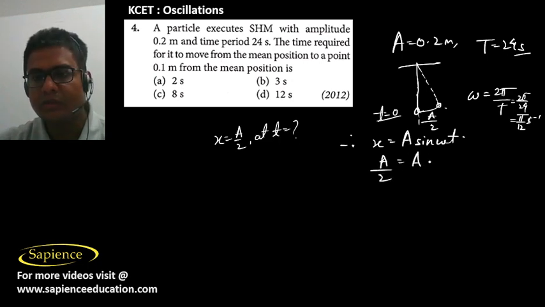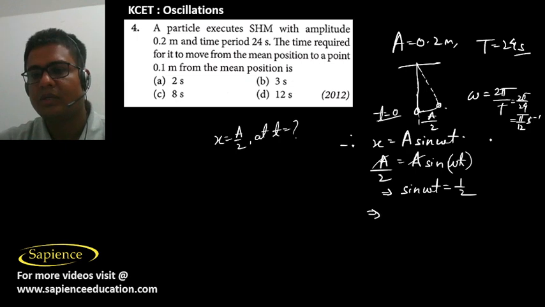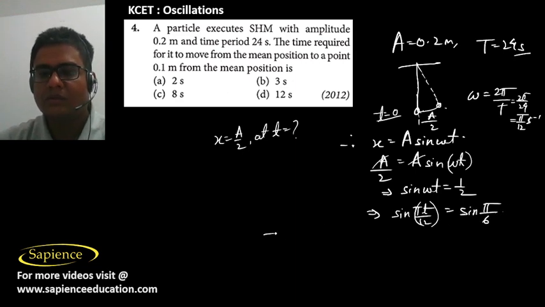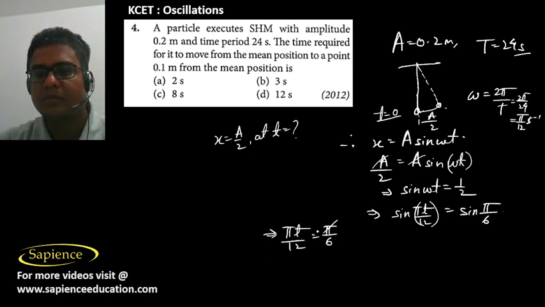a by 2 is equal to a sine omega t. So therefore sine omega t is equal to half. Now omega is pi by 12, so sine of pi t by 12 is equal to half, that is sine pi by 6. So therefore pi t by 12 is equal to pi by 6. So pi will cancel, so t is equal to 12 by 6, that is 2 seconds.